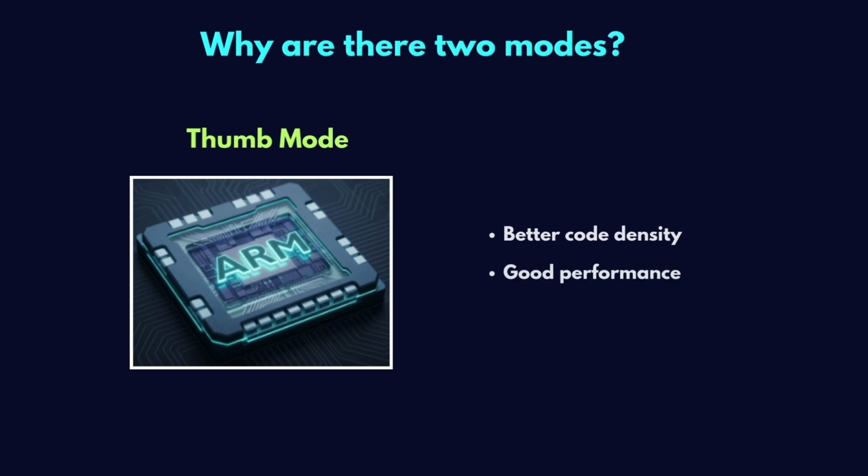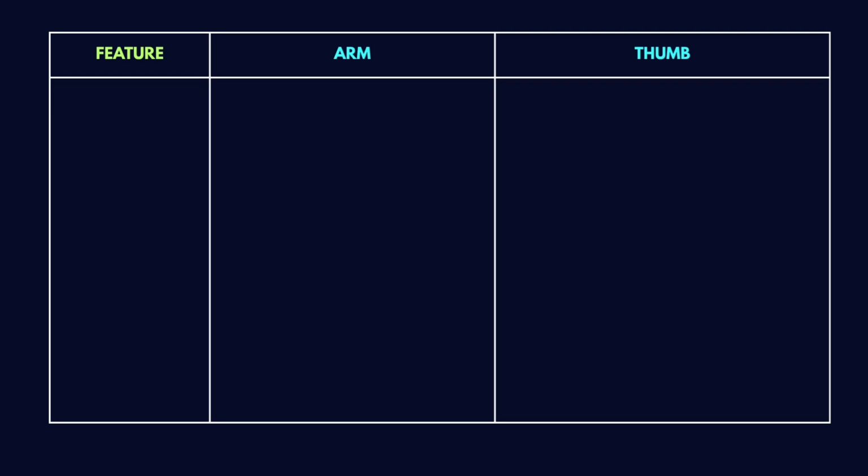Now, let's compare the two modes. The very first thing that we need to understand is instruction width. In ARM mode, every instruction is 32 bits or 4 bytes long. In thumb mode, every instruction is only 16 bits or 2 bytes long. Since thumb instructions are half the size, more instructions can fit into the same memory, resulting in smaller programs.